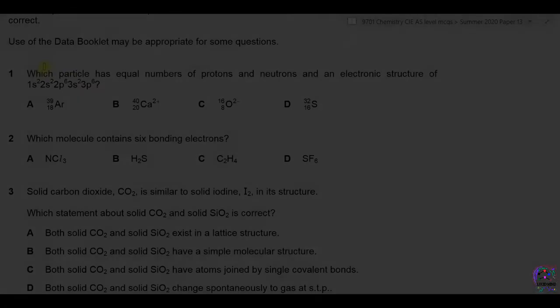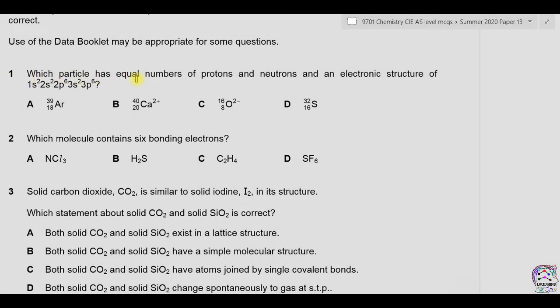Let's start. Question 1. Which particle has equal number of protons and neutrons and an electronic structure of 1s2, 2s2, 2p6, 3s2, 3p6. Now this electronic structure means that we have 18 electrons present. Let's find out the number of protons, neutrons and electrons in each of A, B, C and D.